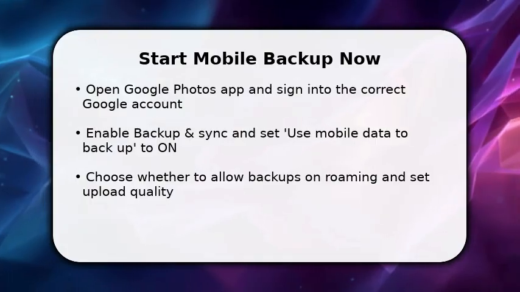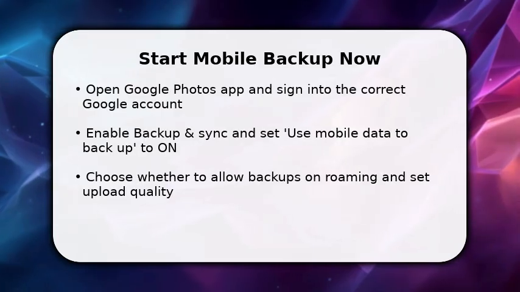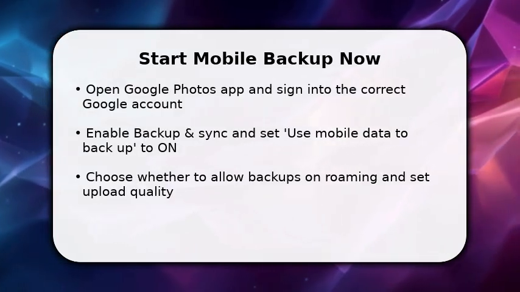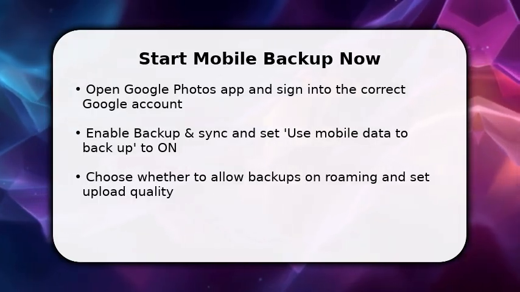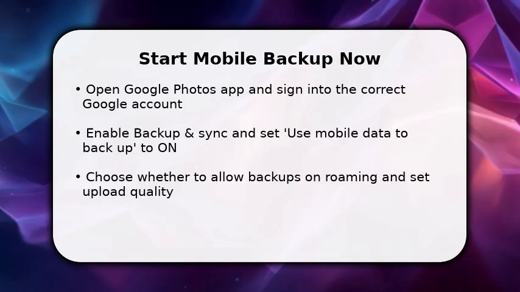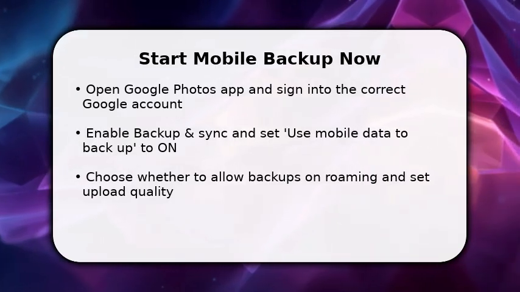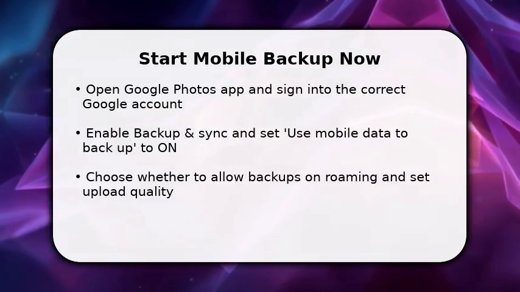You're starting immediately. Open Google Photos, confirm you're in the right account, then tap your profile and go to Photos settings. Enable backup and sync so the app can copy new photos. Once enabled, toggle Use mobile data to backup. This allows uploads when Wi-Fi isn't available.